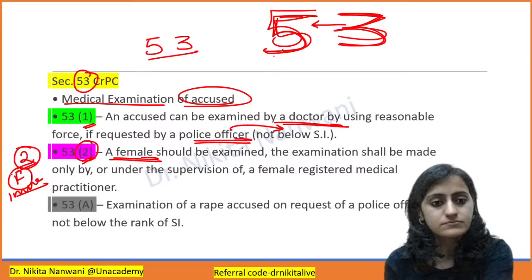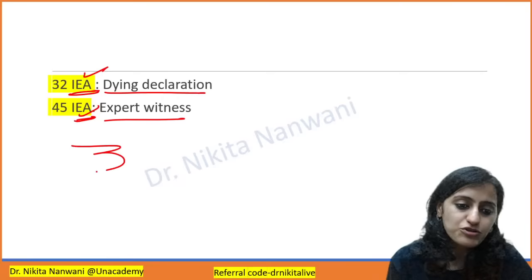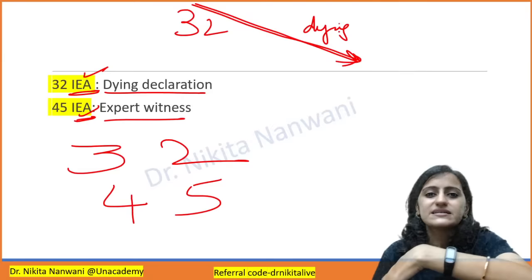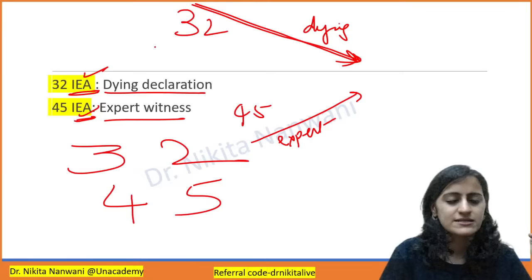Next one, your IEA. Okay, so this is your IEA, not your IPC or CRPC, dying declaration and expert witness. So you have 3, 2 and 4, 5. 3, 2, when you say the number is going down, that means the life of the person is going down and down. That means it is dying. The person is dying. Niche niche ja raha hai graph. That is dying declaration. 4, 5. Matlab ye number upar upar ja raha hai. Matlab skill is increasing. That is your expert witness. Okay, that is your expert witness. So dying declaration is 32 and expert witness is 45.